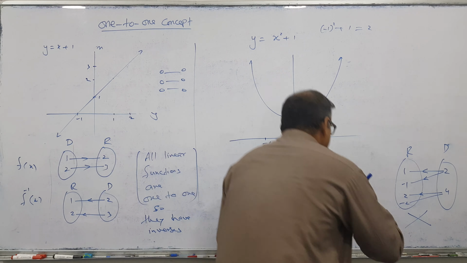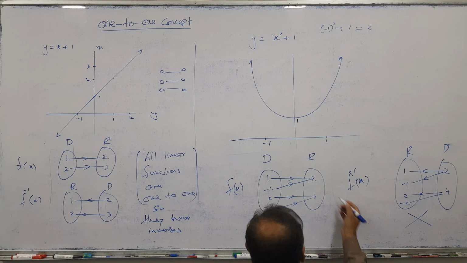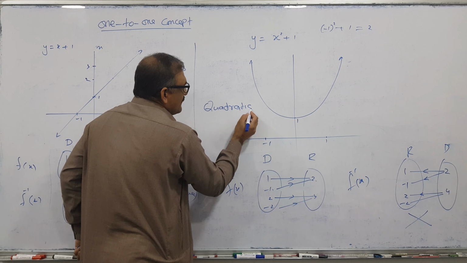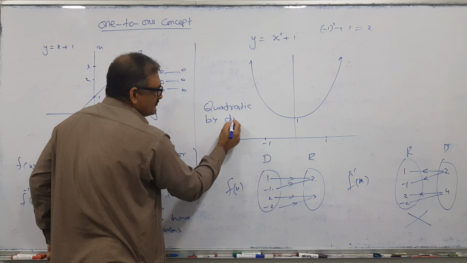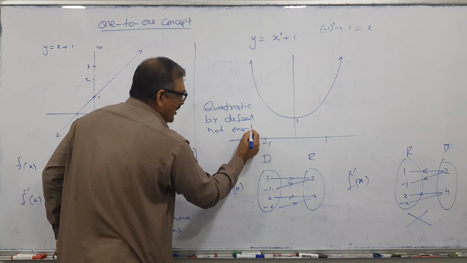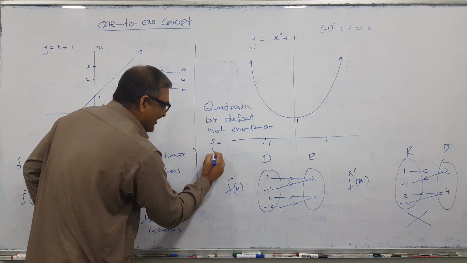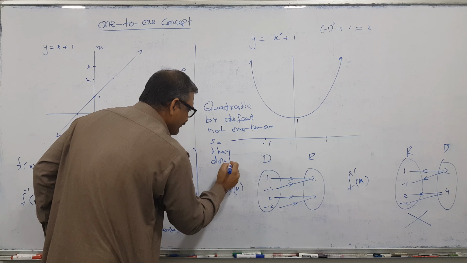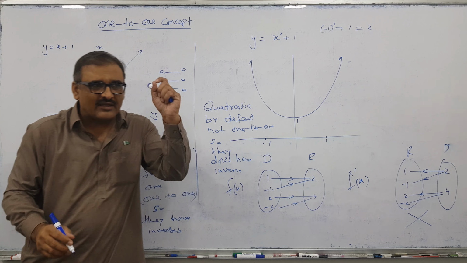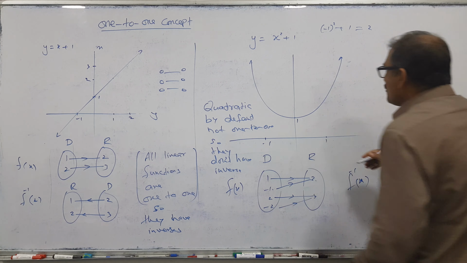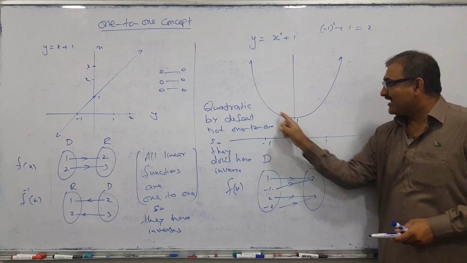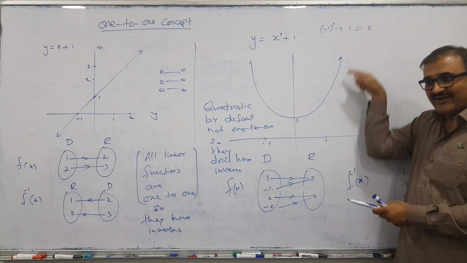It means this function is a quadratic function. By default, it is not a one-to-one function, so it doesn't have an inverse. But we have one method. You know what the method is? If you want to make it one-to-one, the simple story is: either you take the left half of the curve or the right half of the curve.